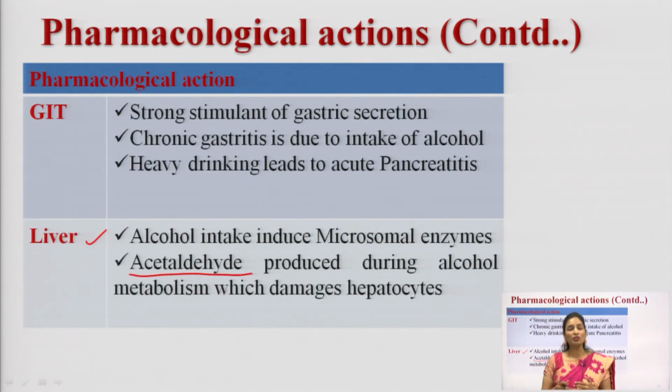And what is the action on GIT? On GIT, you can see the gastric acid secretion will be increased. And what is the action on liver? When alcohol enters the liver and is metabolized, you can see an intermediate product like aldehyde. Aldehyde is a metabolite which will damage the hepatocytes. This is the reason why more and more consumption of alcohol can cause liver damage.